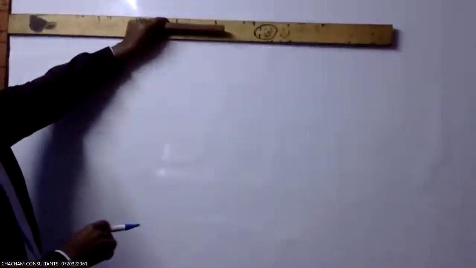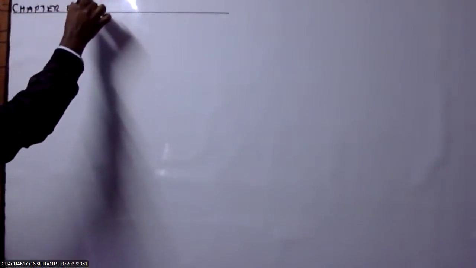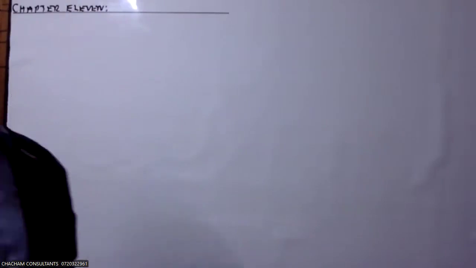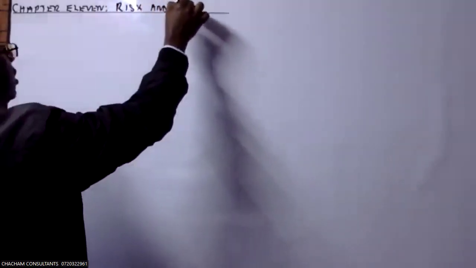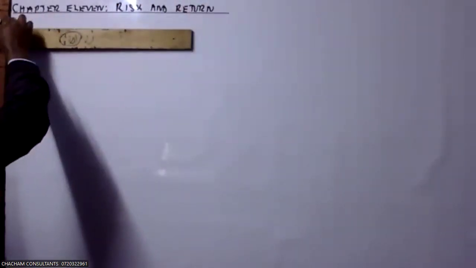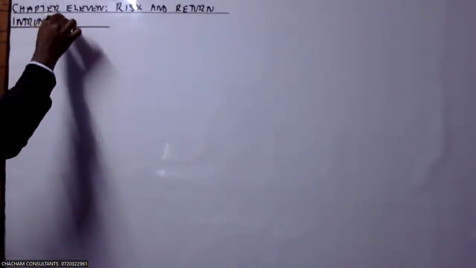We are now looking at chapter 11. This chapter 11 is called Risk and Return. Then we have the introduction.